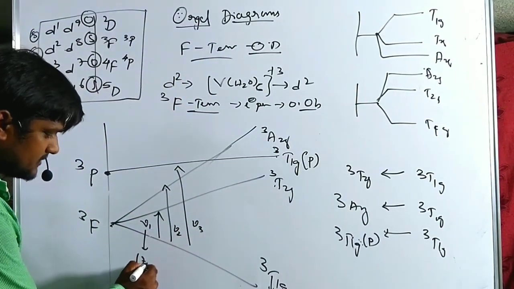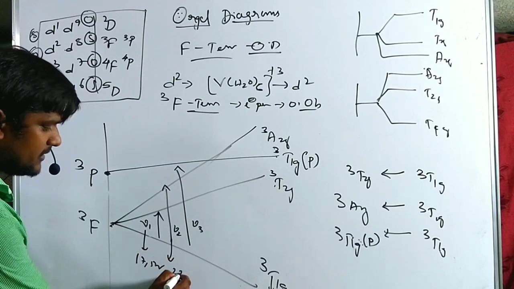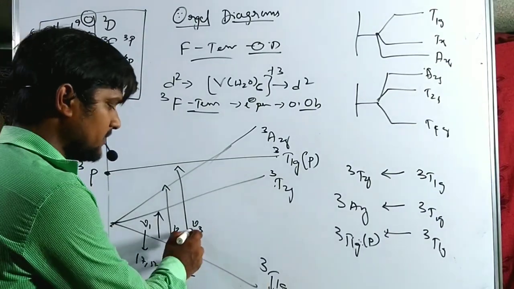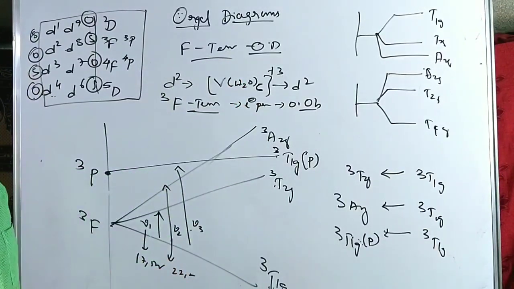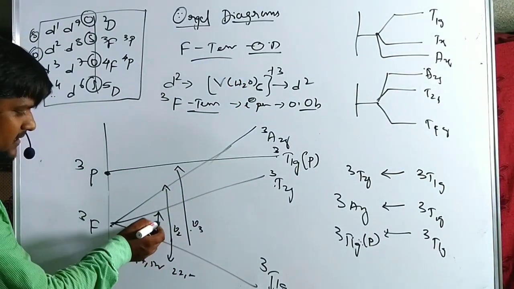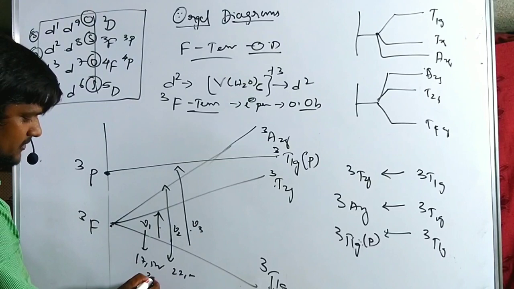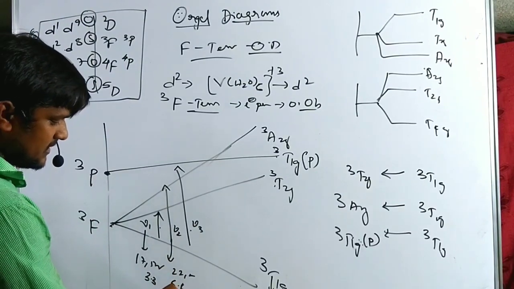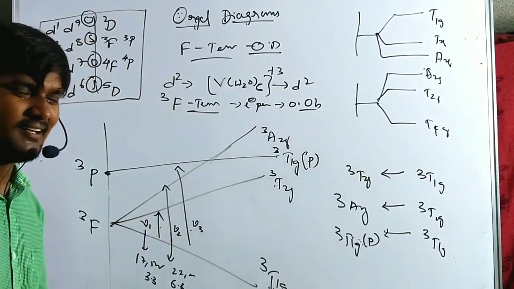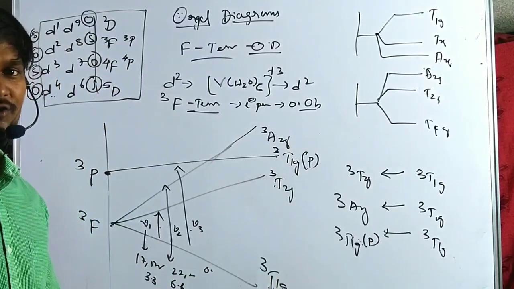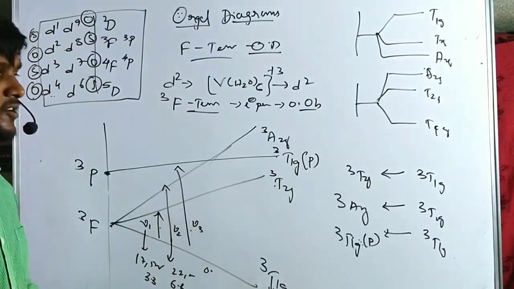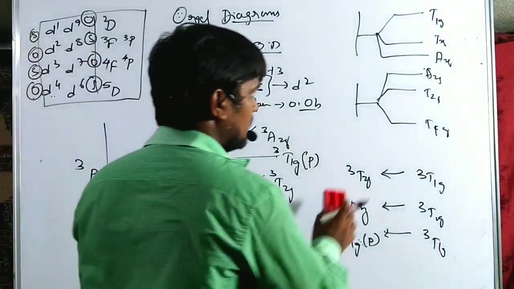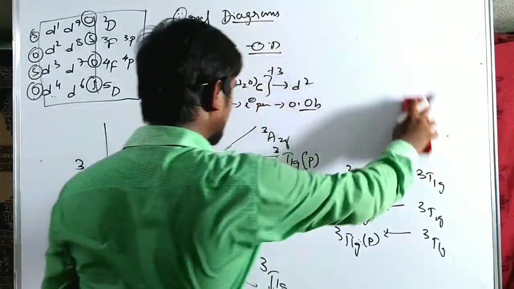So new 1 appears at 17,500, and new 2 at 22,000 something. Here it requires very high energy. The intensity of the first transition is 3.3, the second transition is 6.6. The third transition has much lesser intensity, that means 0.1 or 0.2. That's why, because of the lesser intensity, the third transition is not observed.